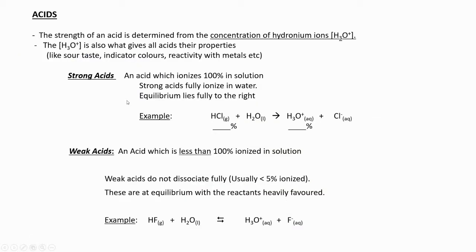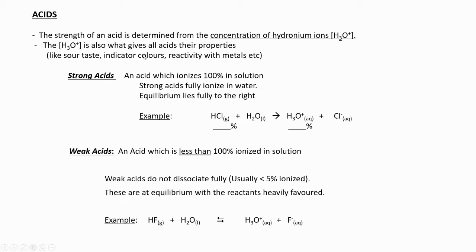The strength of an acid is determined from the concentration of our hydronium ion, the H3O+ concentration. That ionization, the amount of those ions, is what gives us the strength. How much it releases those H3O+ ions is what makes it a strong acid or a weak acid. The H3O+ is also what gives acids their properties: the sour taste, the colors of indicators, and reactions with metals. So this is what makes an acid, this hydronium ion, H3O+. We went over that a little bit in the last one.